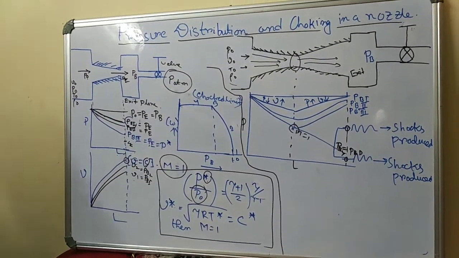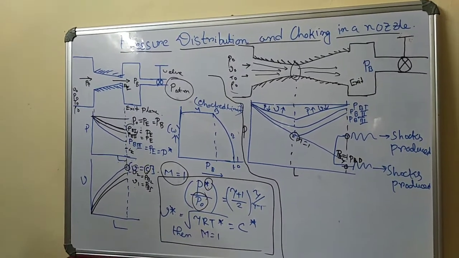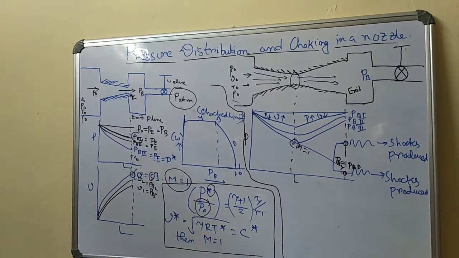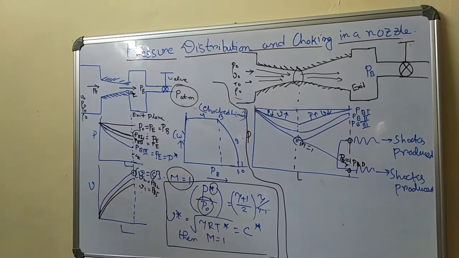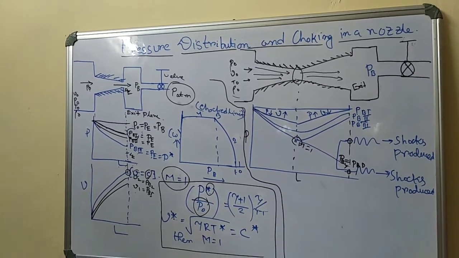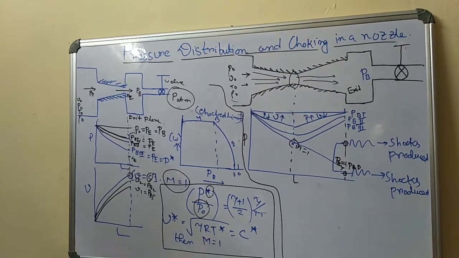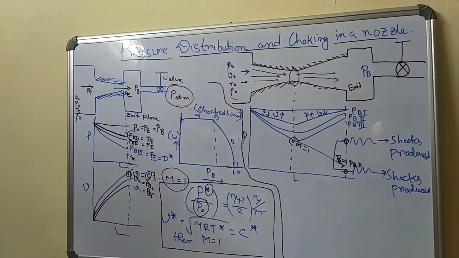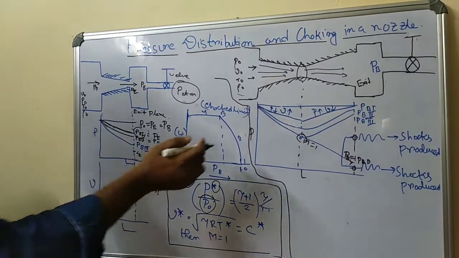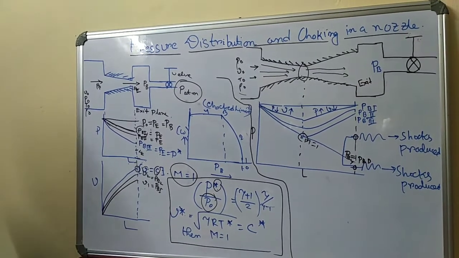Now, point 3, PB3, basically indicates the back pressure at which M is equal to 1 at the throat, but the divergent section acts as a subsonic diffuser in which the pressure increases and the velocity decreases. Now, point 4 basically indicates another back pressure for which the flow is isentropic throughout, and the divergent section acts as a supersonic nozzle. So the divergent section acts as a supersonic nozzle at a particular condition.